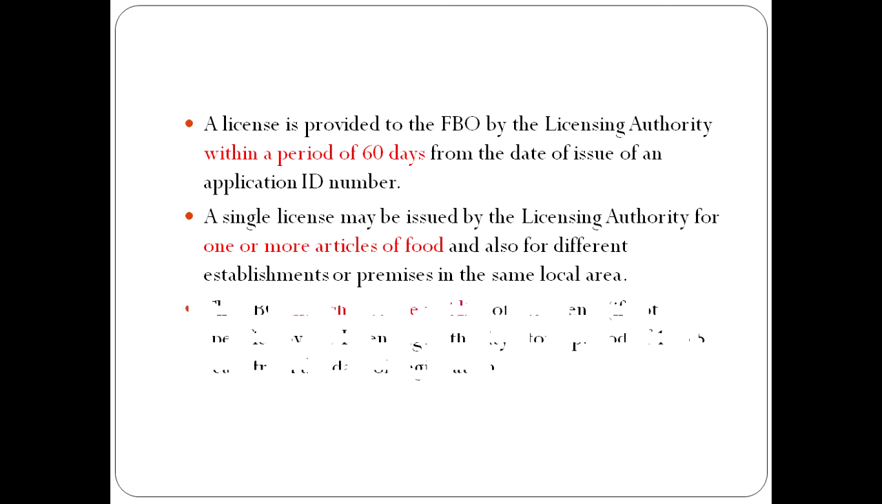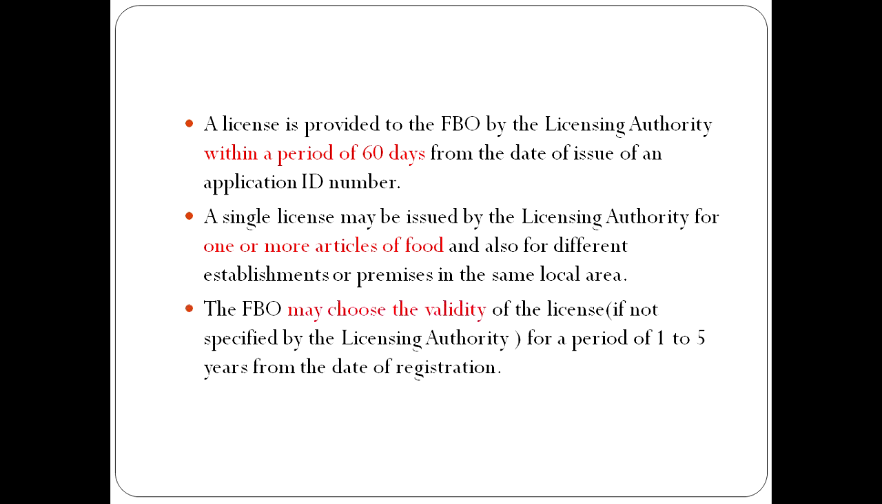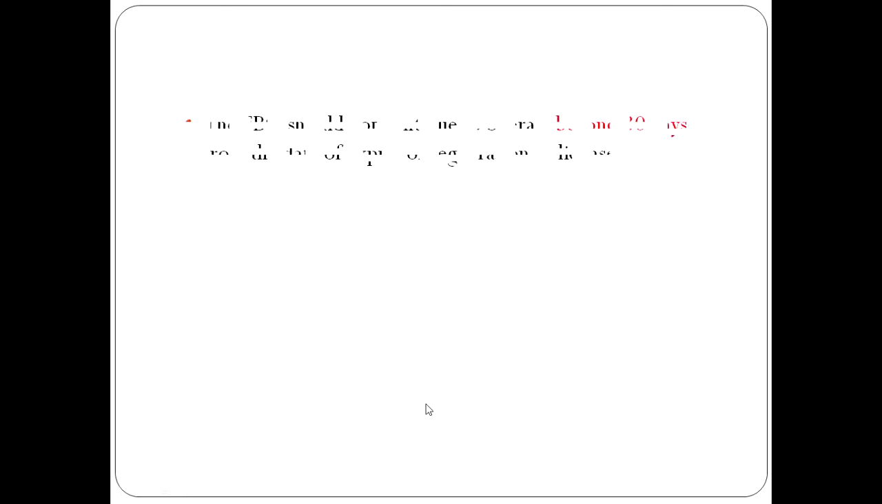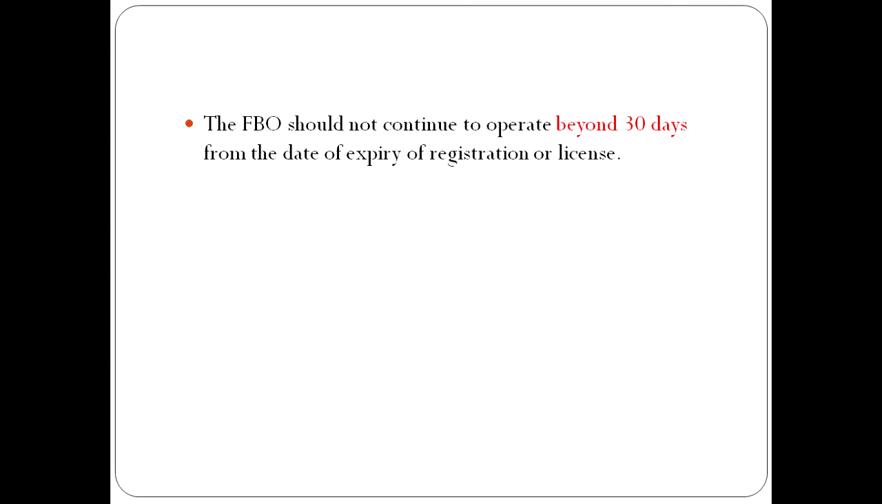Next thing is, the food business operator, the FBO, may choose the validity of the license, if not specified by the licensing authority, for a period of 1 to 5 years from the date of registration. Usually the licensing authority, the FSSAI, gives the validity of the license. If they have not specified it, the food business operator may choose the validity from a period of 1 to 5 years from the date of registration. Please note that. Next thing is, the food business operator should not continue to operate beyond 30 days from the date of expiry of registration or license.